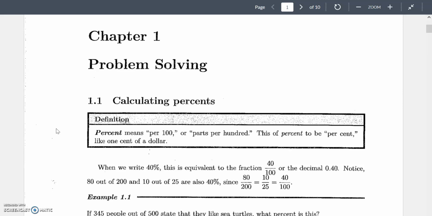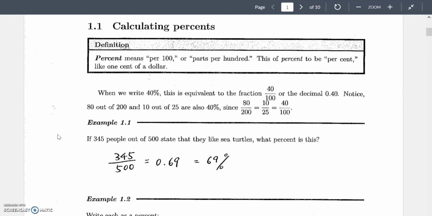1.1, Calculating percents. Percent means per 100, or parts per 100. So think of it that way, parts per 100. If you look at example 1.1, if 345 people out of 500 state that they like cheese turtles, what percent is this? So it's 345 out of 500, so it's part of the whole. So you take 345 over 500. Then when we divide that, you get 0.69.